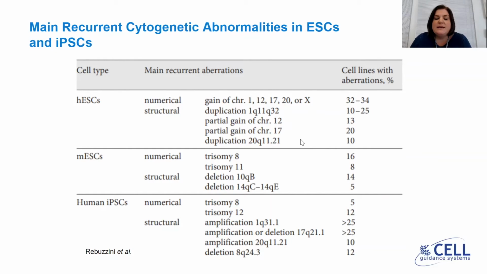For iPSCs, we tend to see fewer trisomies overall, perhaps with the exception of trisomy 8 and trisomy 12. We see more amplification of the region 1q31.1, amplification or deletion of 17q21.1, and amplification of 20q11.21. For mice, we see trisomy of 8 and 11, and also deletion of the regions 10qB and 14qC to 14qE.